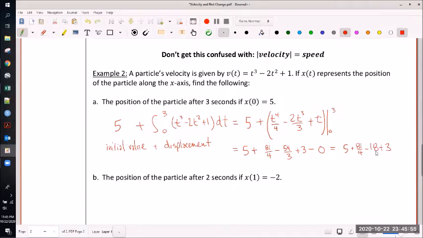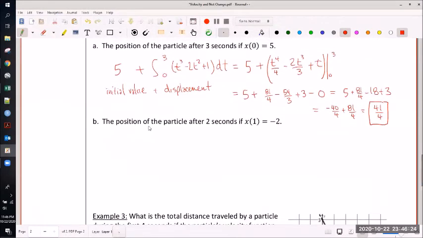5 plus 3 is 8. 8 minus 18 is negative 10. So we have negative 10, or we can get a common denominator, which would be negative 40 over 4 plus 81 over 4, which is equal to 41 over 4. So 10 1/4 is where the particle's position is after 3 seconds.